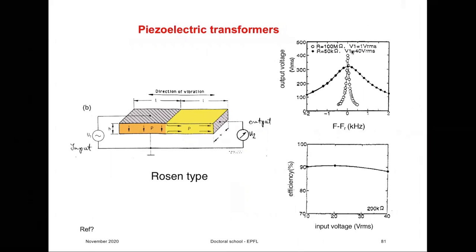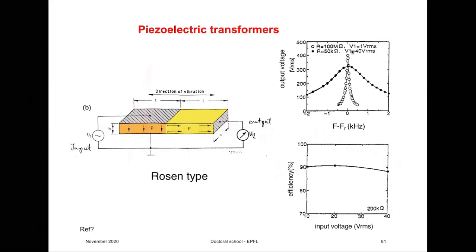You can transform a low voltage into high or high into low voltage with piezoelectric materials using piezoelectric resonances. What do you do? You first polarize the material in this direction, and then put electrodes here and polarize it in this direction.